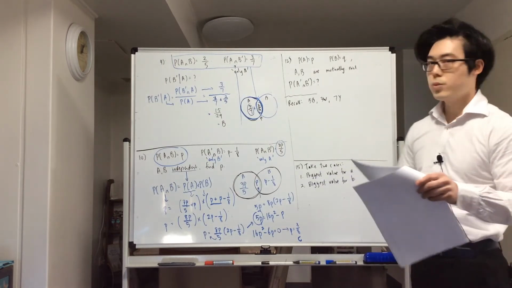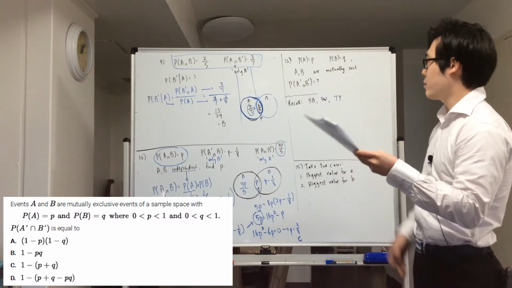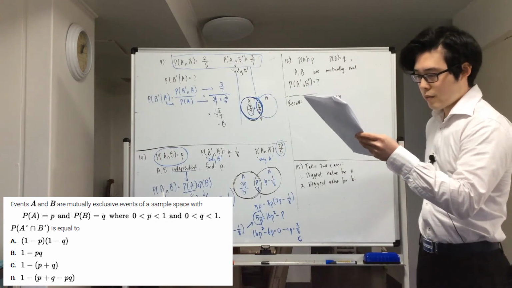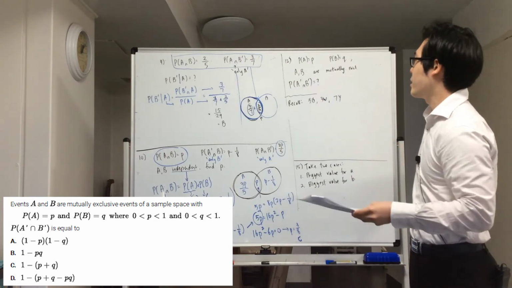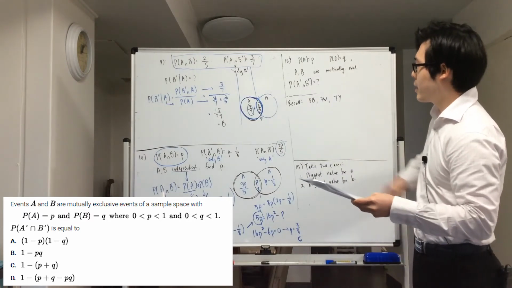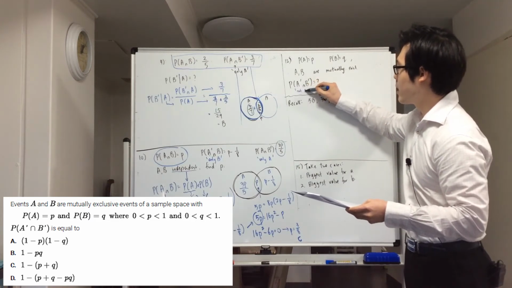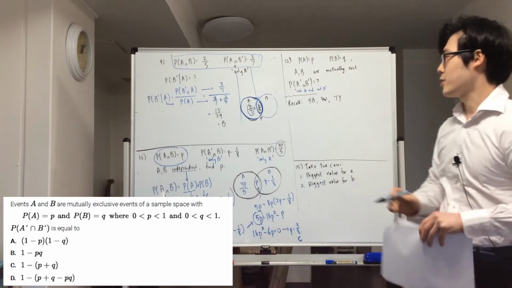Alright, let's have a look at question 12 now. Events A and B are mutually exclusive. So once again, two events cannot occur at the same time. And then it says P of A is P, P of B equals Q. What is the probability of not A and not B? Okay, that's the question.